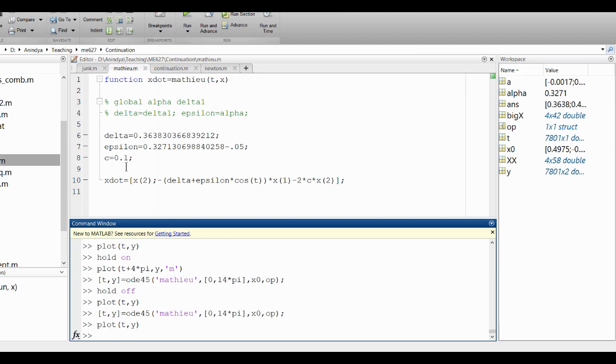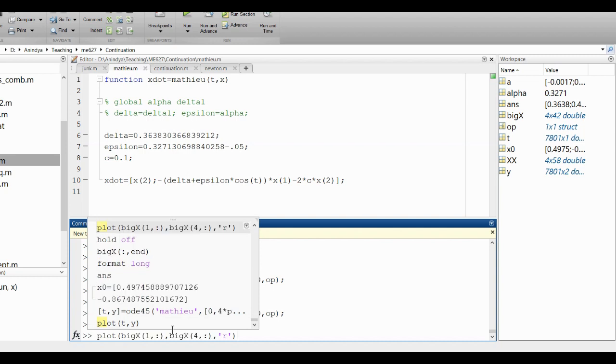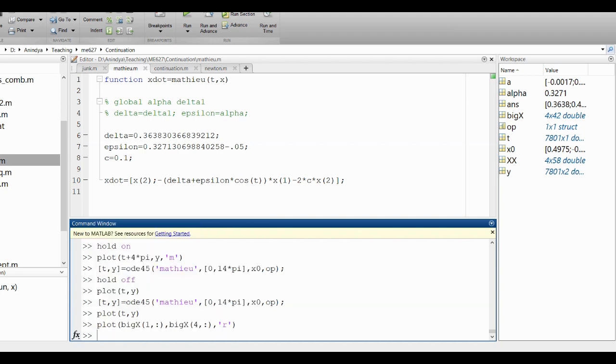We found that curve of delta and epsilon. Let me remind you again. Plot this curve here. This is a curve on the stability boundary.